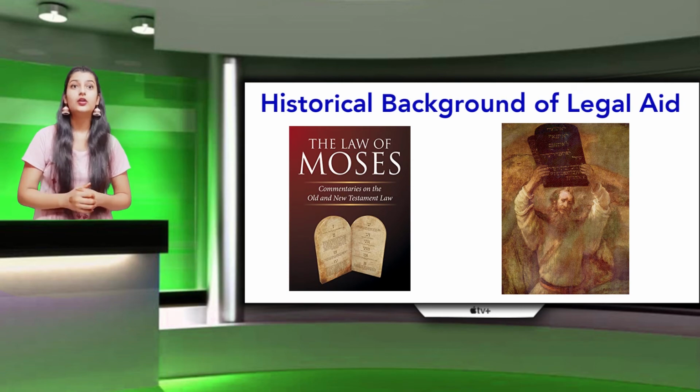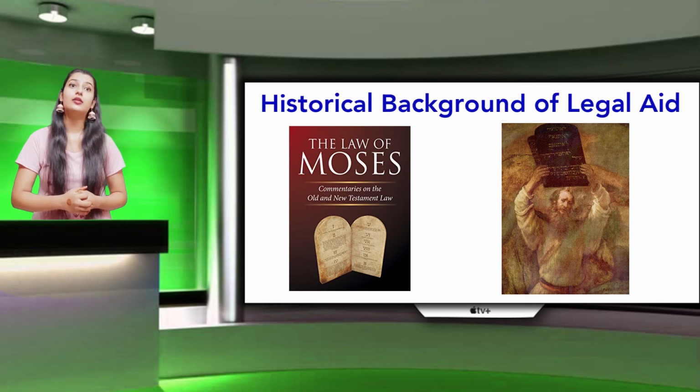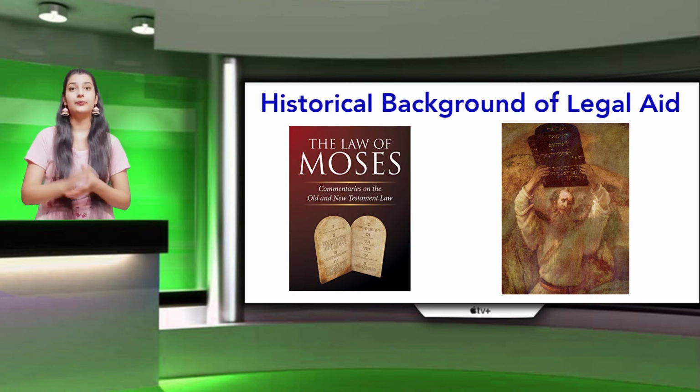If the creditor took his poor debtor's cloak in pledge, he must return it by nightfall, for instance, otherwise he would have no covering for the night. So, prompt payment of wages to the poor was enjoined, for he was poor.